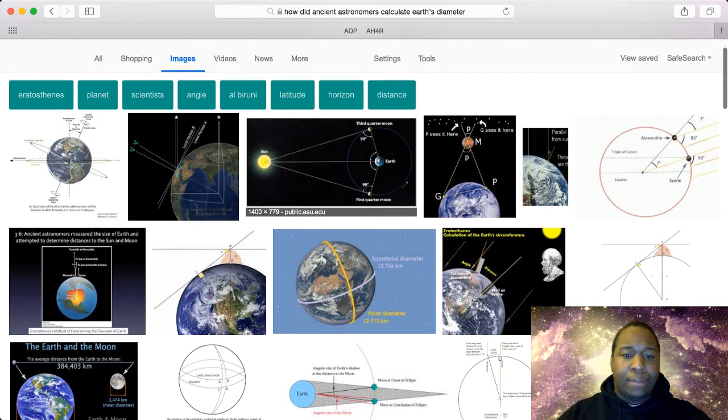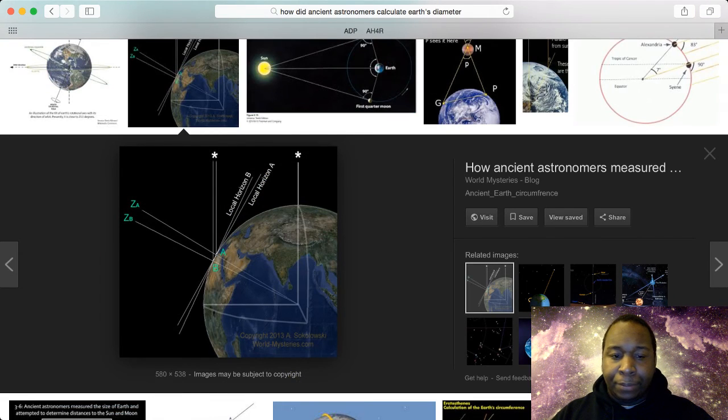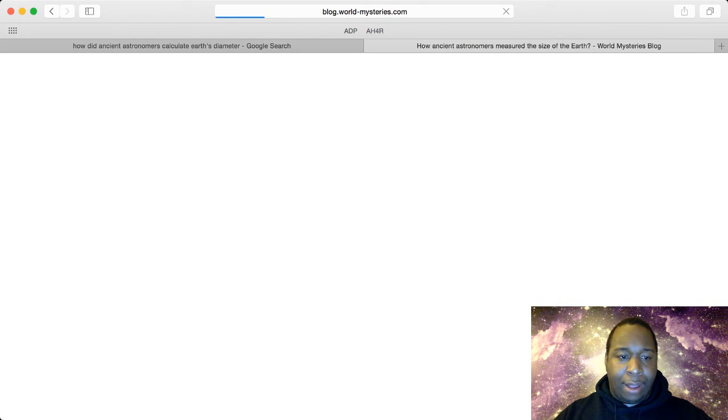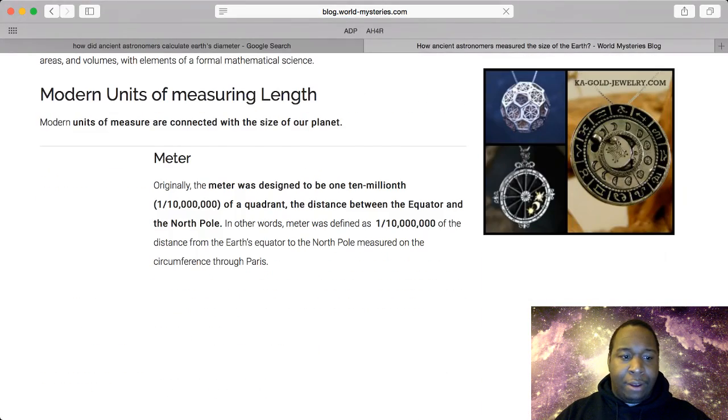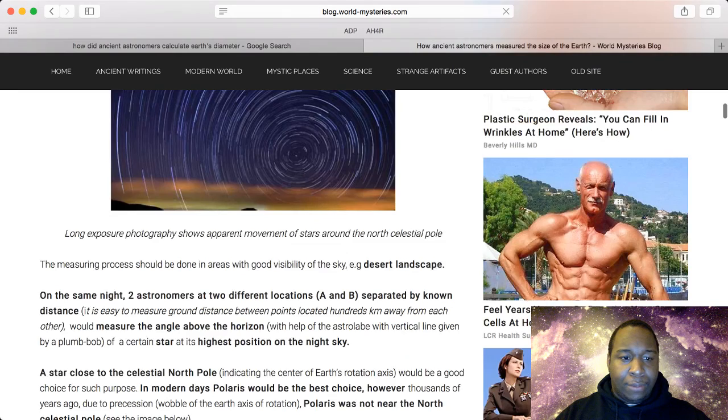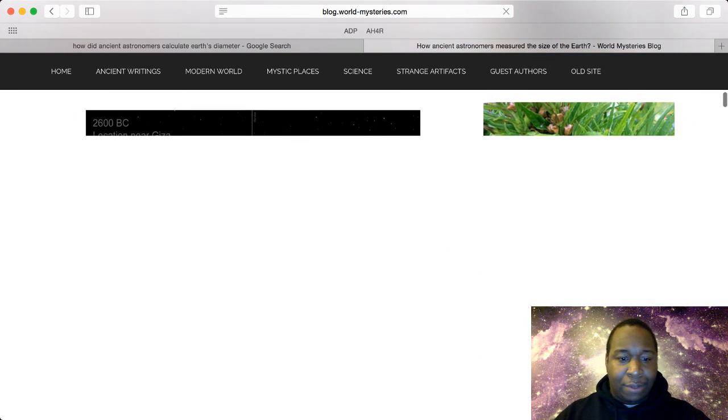Ah, here it is. It's at the very top, actually. And so they outline on this website I'm about to navigate to how to do the calculation, but they don't outline it well enough. But we're actually going to do the experiment ourselves.